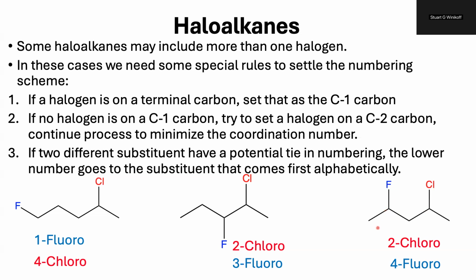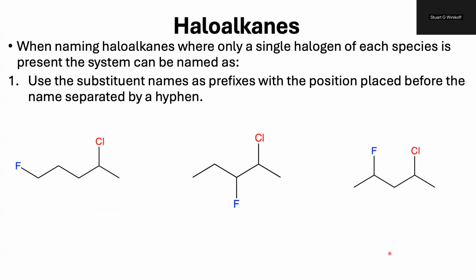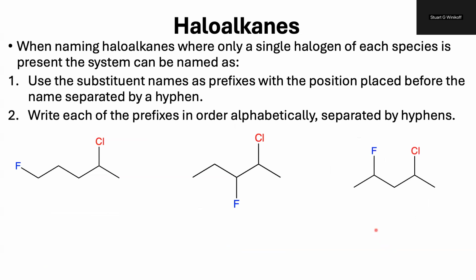We can then take these prefixes and combine them into the general name by listing each of these positions with a hyphen, preceding their prefix with a hyphen. Then I'm going to write each of these prefixes in alphabetical order separated by the hyphen. So in each of these cases, chloro comes before fluoro. So I'm going to list the chloro species first.